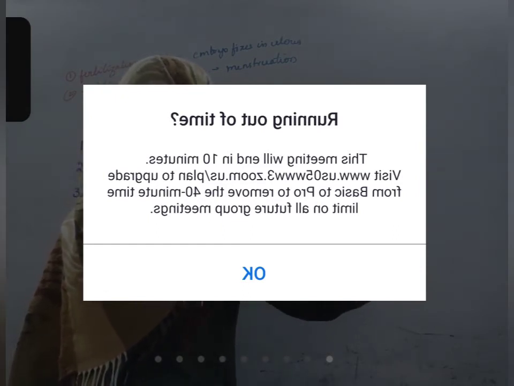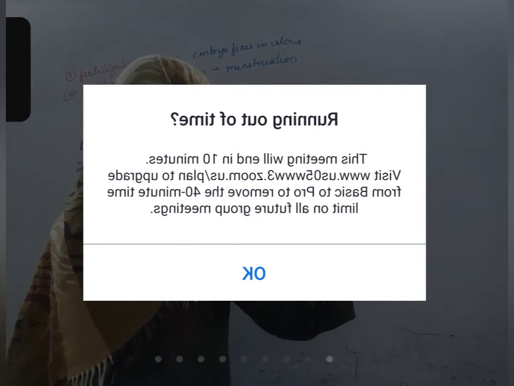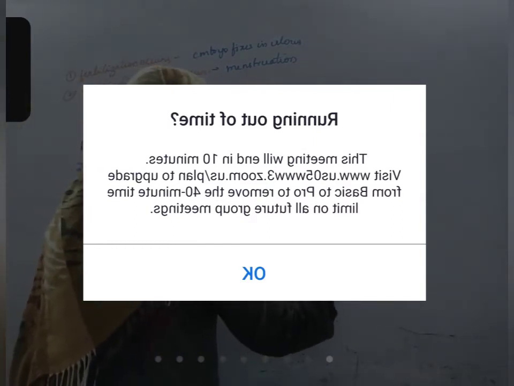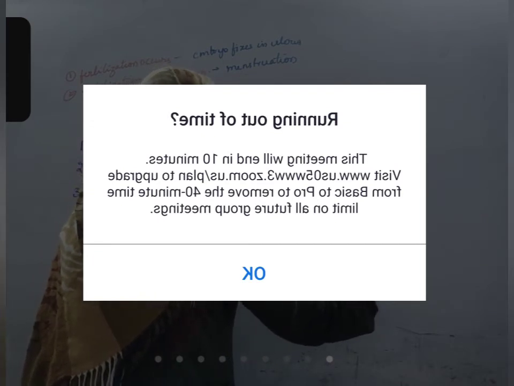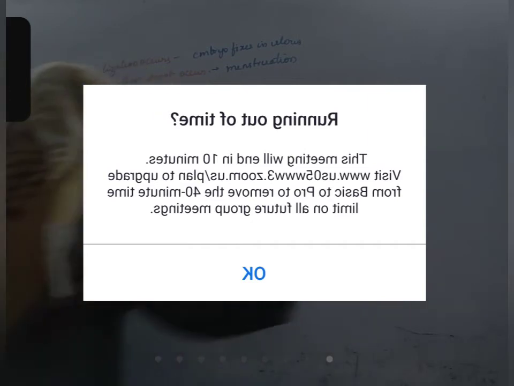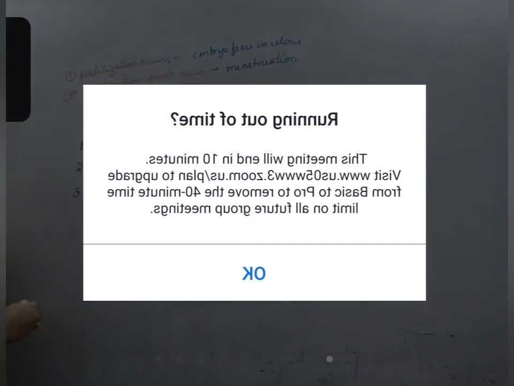Endometrium thickens. What happens to the ovum? It waits for sperm to fertilize. Okay, so these are the stages.